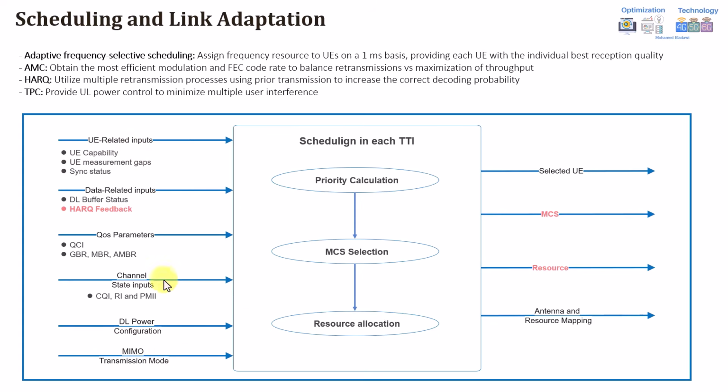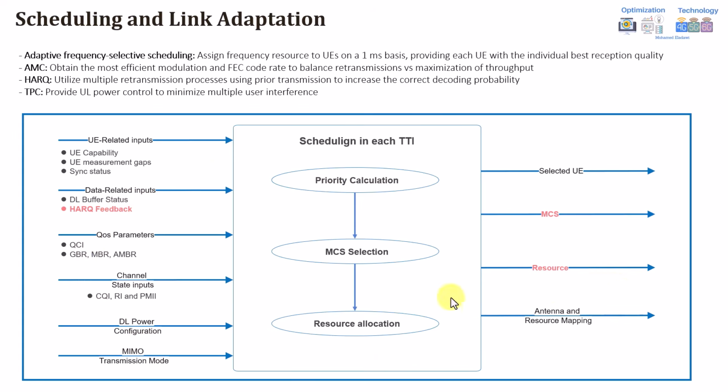All these kinds of inputs, the eNodeB will take them and try to make the scheduling calculations and check what kind of priority, for example, which users have the highest priority in terms of scheduling compared to the others, and based on these inputs select the MCS and so on. Then it will decide which user is selected for scheduling and which resource blocks and MCS are allocated for the user.